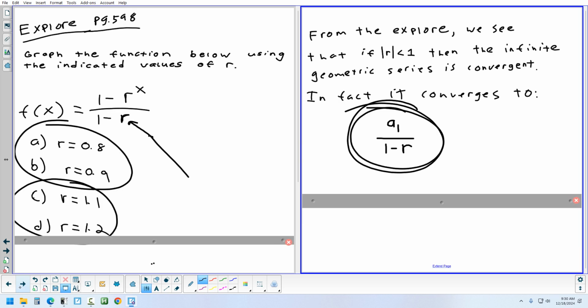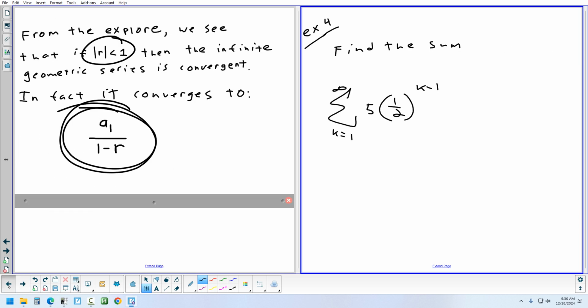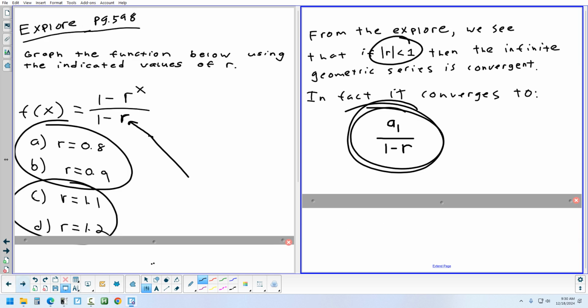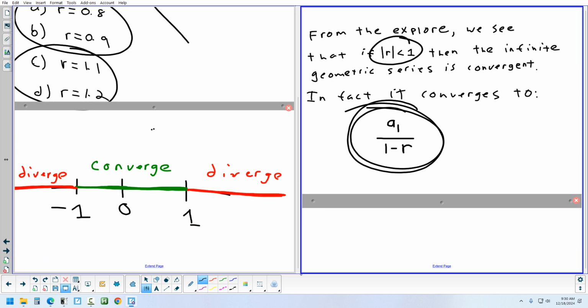Now that formula only applies to something that's convergent. Could you use it on something that diverges? Like if R was in that red range that I showed you? You could, it just wouldn't have any meaning. Doesn't tell you anything. So it will only converge if it's in that green zone. That's the only area where that formula has any purpose. Don't use it in the red zone. Doesn't work.